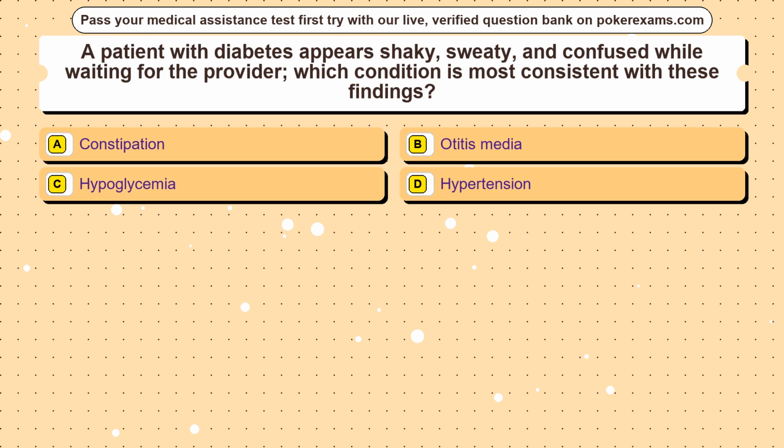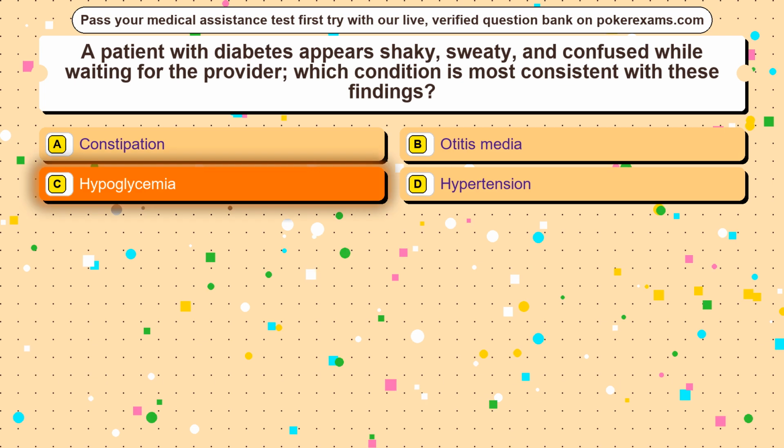Question 55. A patient with diabetes appears shaky, sweaty, and confused while waiting for the provider. Which condition is most consistent with these findings? Option A, constipation. Option B, otitis media. Option C, hypoglycemia. Option D, hypertension.